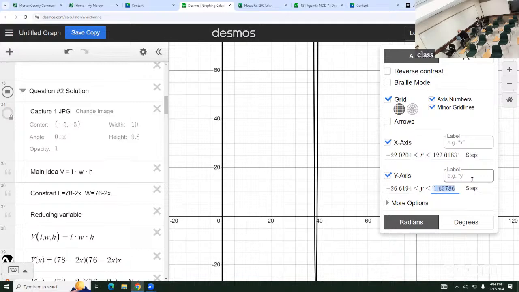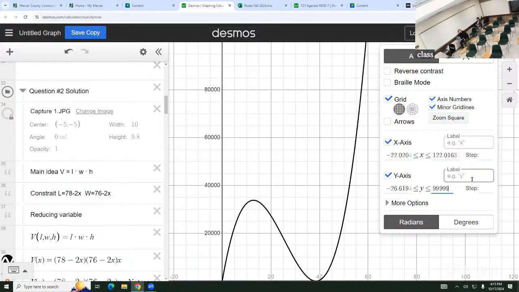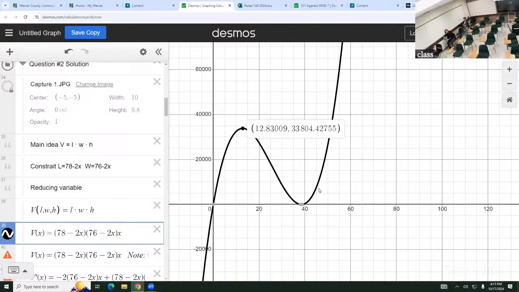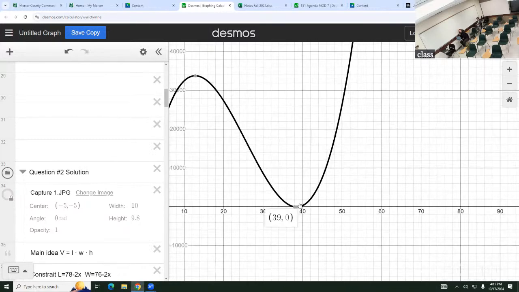And by the way, if you just type in 9, 9, 9, 9, 9, eventually you can see it. There it is, right there. So it'd be just a maximum and then it has a minimum. Which do we want? Do we want the maximum? Do we want a maximum volume? Or do we want a minimum volume? By the way, if you cut 38.5 off of a piece of paper that's only 76 wide, it's going to be a negative number, I think. So that's probably not what we want. We probably don't want that minimum.